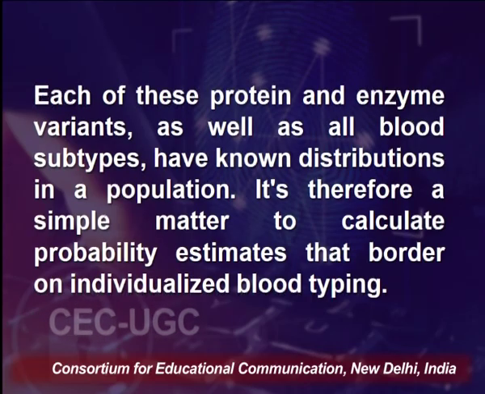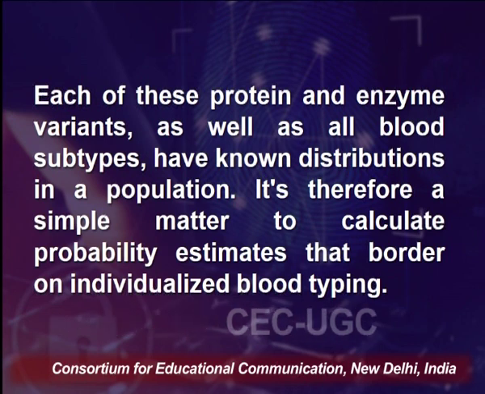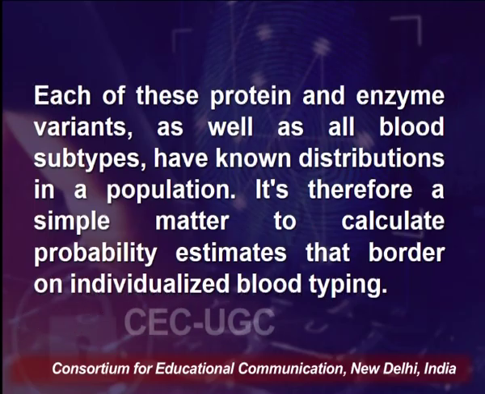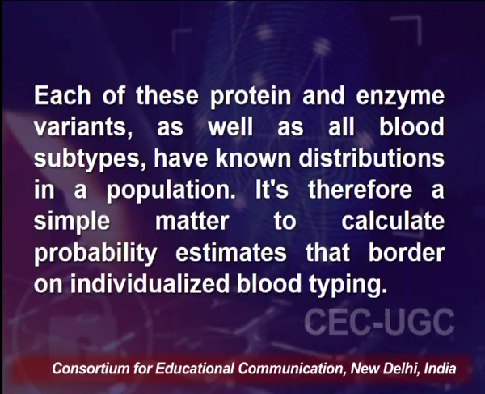Each of these protein and enzyme variants as well as the blood types have known distributions in a population. It is therefore a simple matter to calculate probability estimates that border on individualized blood typing. Supposedly, if you do the math, suppose you had a crime scene sample and a suspect which both were characterized by type A blood and the subtype A2. Type A blood will give you that 42% have type A blood, but in type A blood having the subtype A2 you narrow down and it comes to 25%.